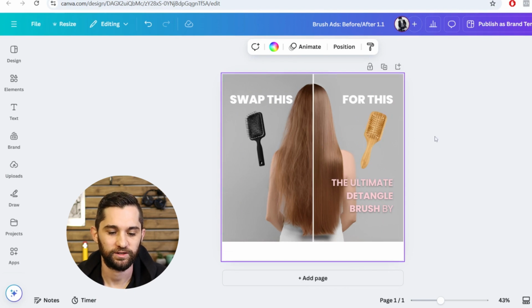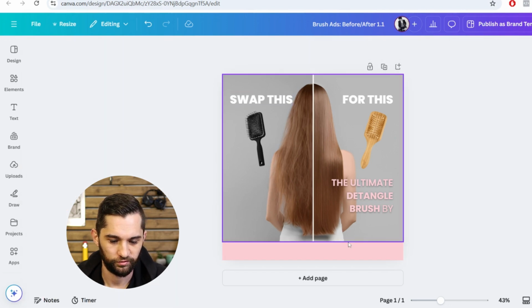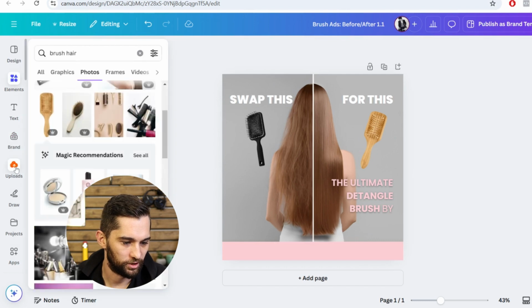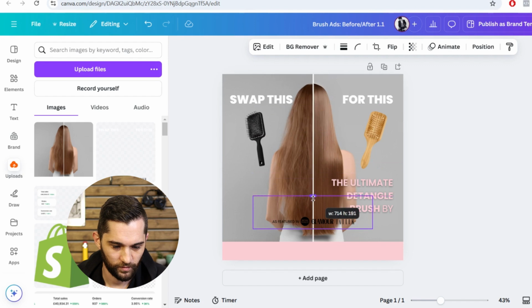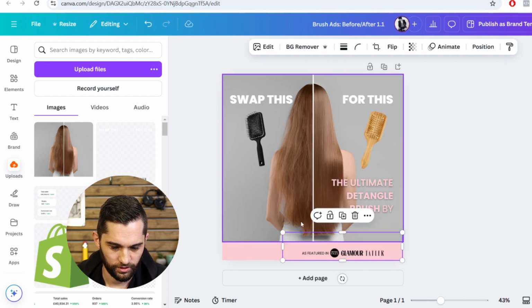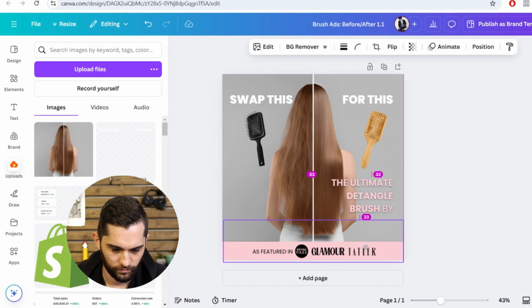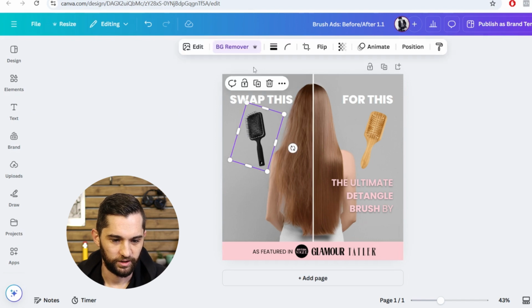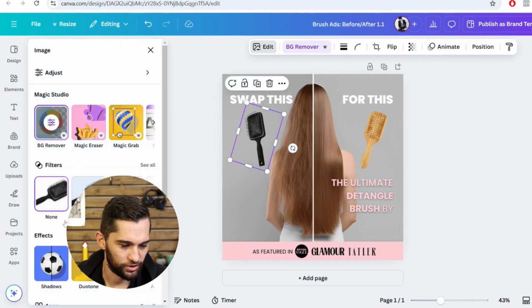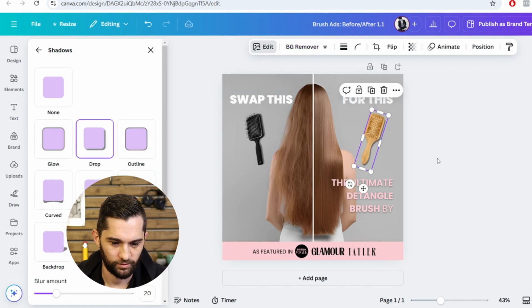This is very similar to what the ad that we ran that turned the account looked like. But what I would also like to add in, which we did, is a little bit of social proof at the bottom. So we've got some featured in, which is here. So not exactly, but something along those lines. And then maybe put some shadow on these brushes just to lift them off the background a little bit. Drop shadow, and same for this one.